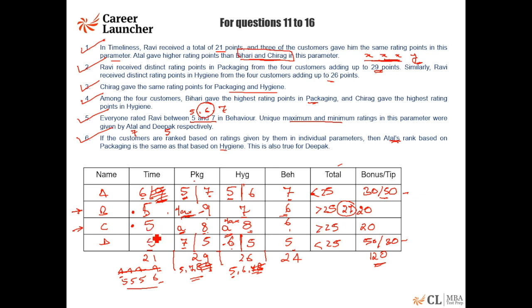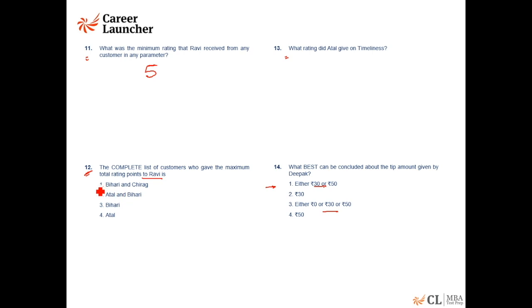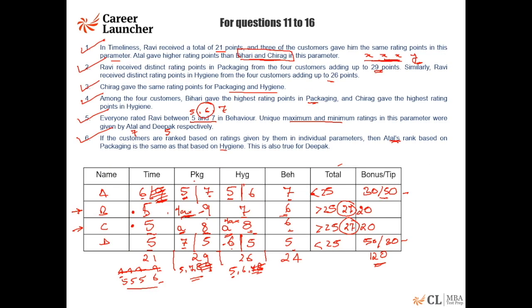And what about Chirag? 8 plus 5, 8 and 8, 16. 16 and 11, 27. This is also 27. So both B and C have given the highest total points, which is 27, to Ravi. What rating did Atal give on timeliness? Atal on timeliness is 6 points.